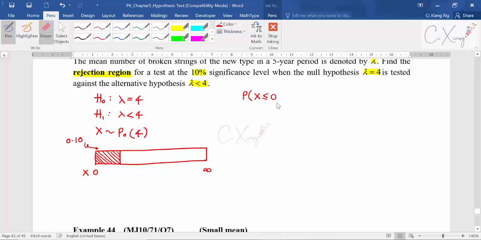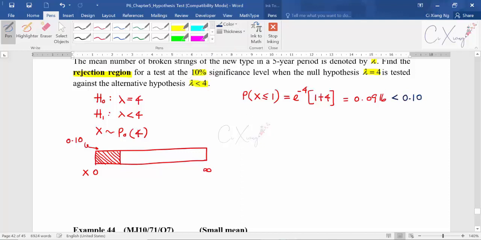But as I mentioned before, I know that x smaller than or equal to 0 usually won't be the answer. So usually I will skip 0 and start with 1. I will start with x smaller than or equal to 1. What is the probability here? Since lambda is 4, the probability is e to the negative 4 times (1 plus 4). The first answer that I get is 0.0916. If I compare it with my significance level, 0.10, it is smaller.